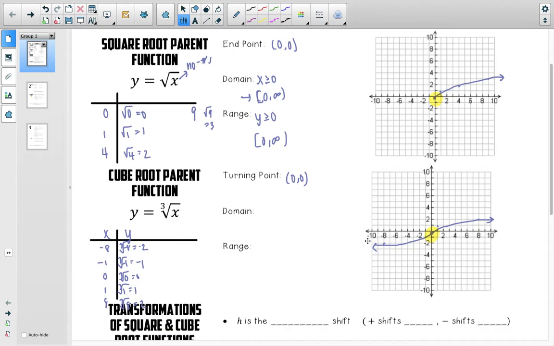The domain for this, because it's going to keep going left and right, is going to be from -infinity to infinity, or all real numbers. And the range, this thing's going to keep going down very slowly, though, and it's going to keep going up very slowly, but it will have a range of -infinity to infinity.